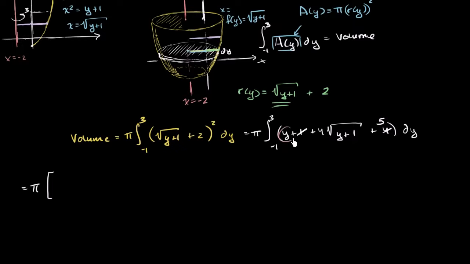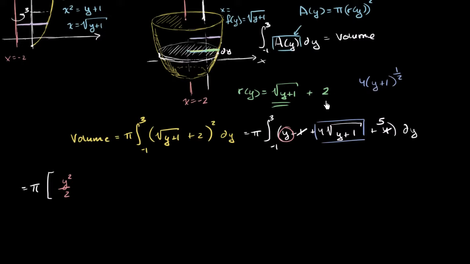The antiderivative of y is just y squared over 2. The antiderivative of 4 times the square root of y plus 1, you just really have to think of it as 4 times y plus 1 to the 1/2 power. We could use u substitution explicitly, but you are probably pretty practiced in this and can do this in your head. You have y plus 1 raised to the 1/2 power. The derivative of y plus 1 is just 1, which is essentially out here. So if you did u substitution, you'd say u is equal to y plus 1.